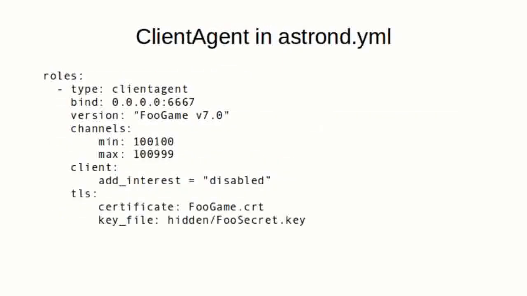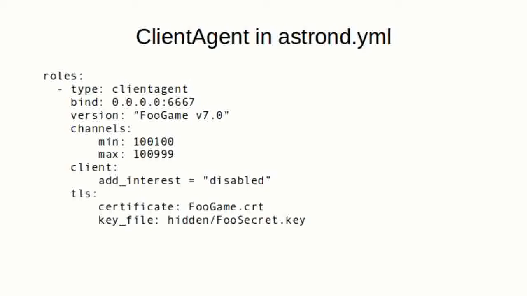Client agents have quite a lot of configuration options, and those shown here are just a small excerpt. First and foremost, they listen on a port for client connections, usually on the public interface. They also get the version string, which the client's version string must match. The astrond.yml also supplies them with a range of channels which are to be used for clients, and whether adding interests is disabled, in which case the client will have no knowledge of interests set for them, whether it is visible, in which case the client is informed of interests for it but can't set it, or whether it is enabled, in which case it may see and set interests.